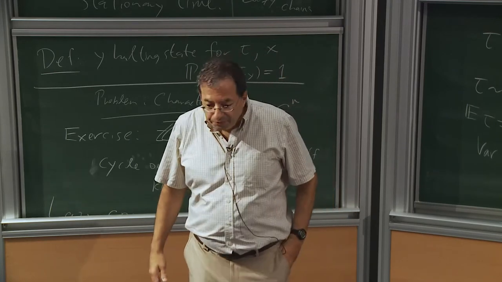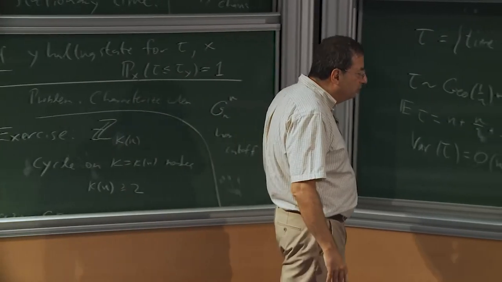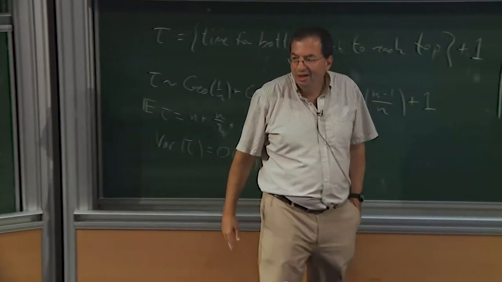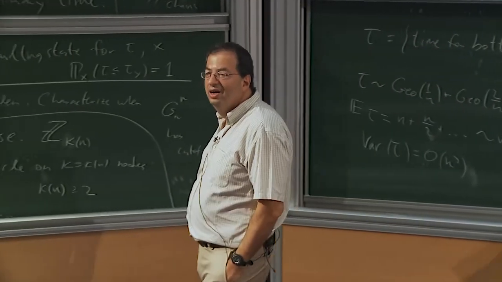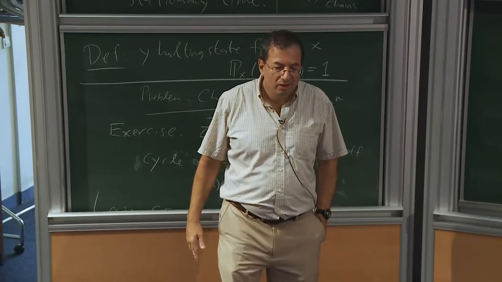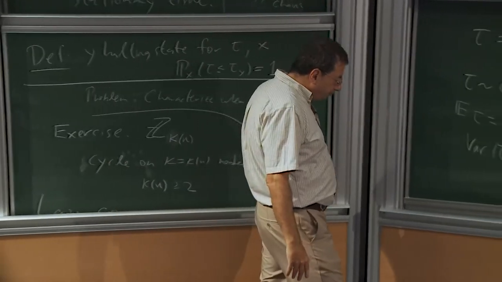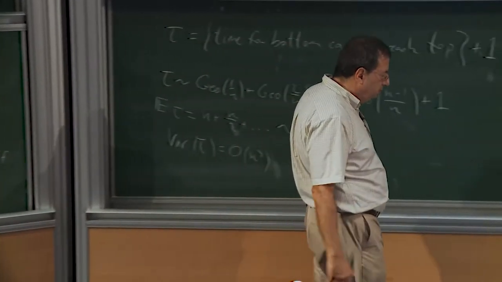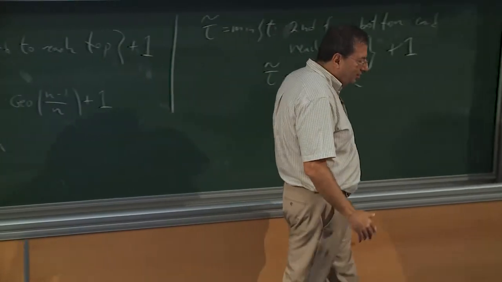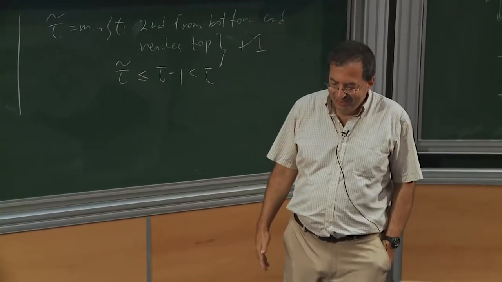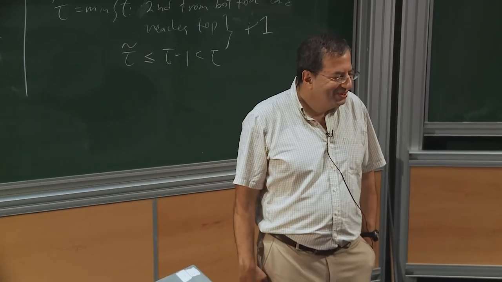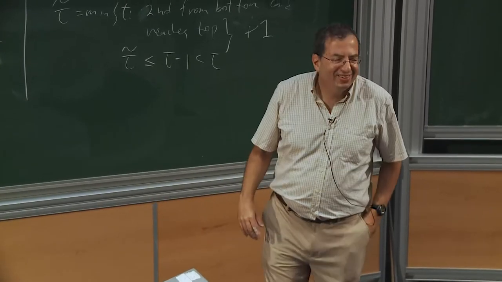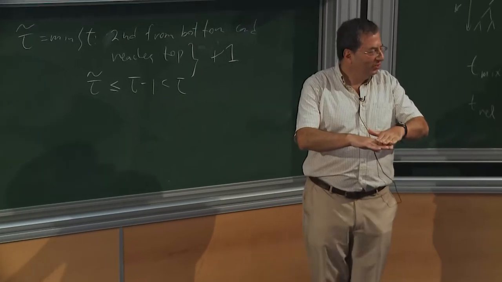But I'm asking, is it optimal? Well, there is a halting state for it. If you just fix some state where the second to bottom card is below the bottom card, then this is the halting state. It's right. So we have really bright students here. So, thank you. So let me repeat this.